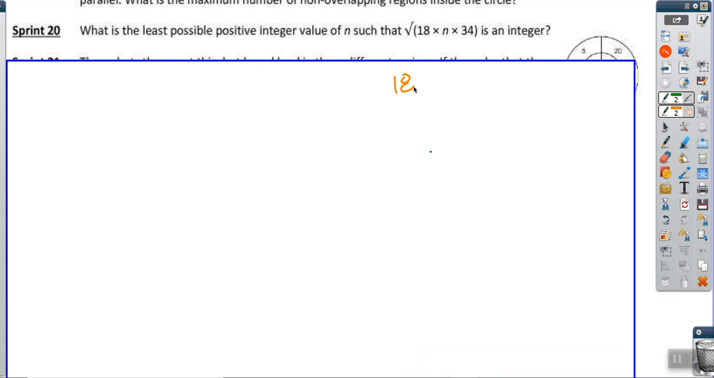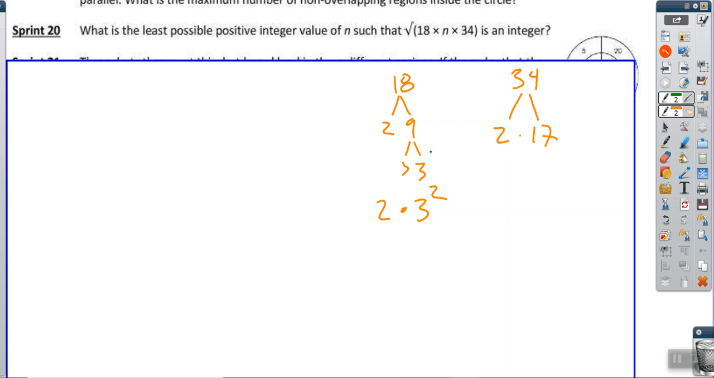18, well, it can be broken into 9 and 2. 2 is a prime, and 9 is 3 and 3. So 18 is 2 times 3 squared. Now 3 squared is a perfect square. 2 is not, obviously. So then we have 34. 34 can be broken into 2 times 17.